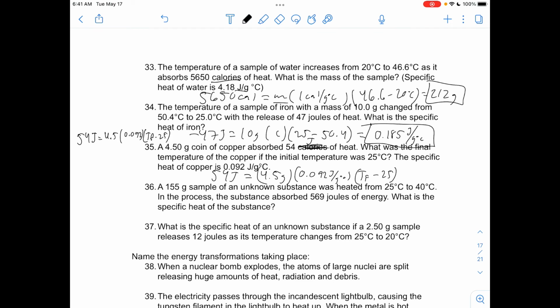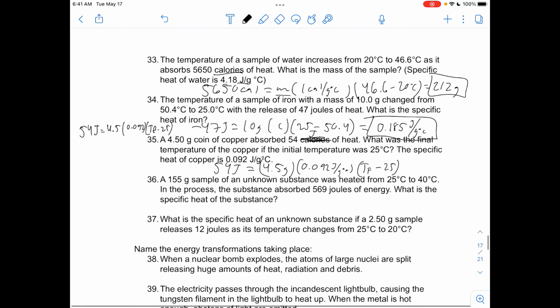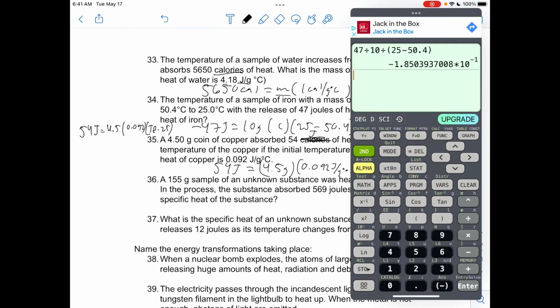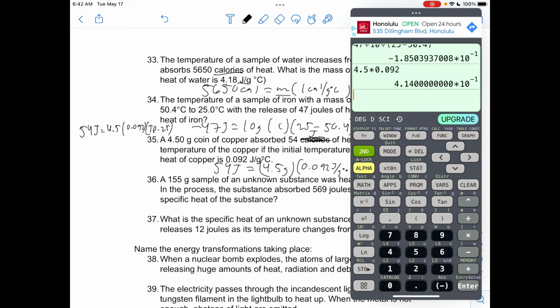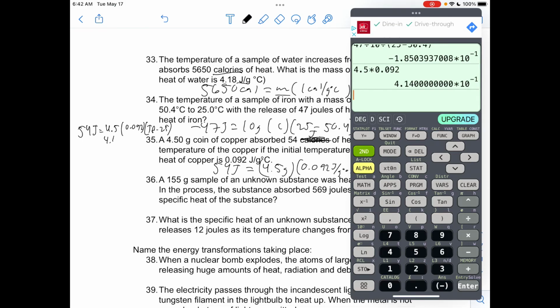What you could actually do is divide, well, here's what I would do. I'm going to do 4.5 times 0.092, so I get that number, 4.14 times 10 to the negative 1 TF. I'm going to distribute it, minus, times that by 25. So that is 10.4.